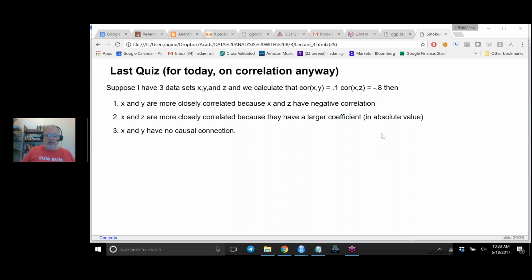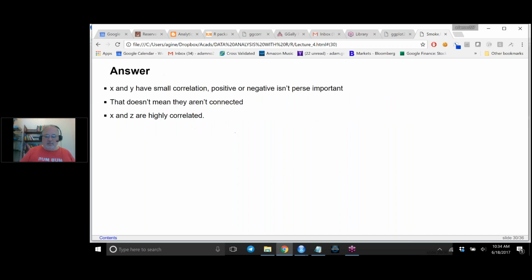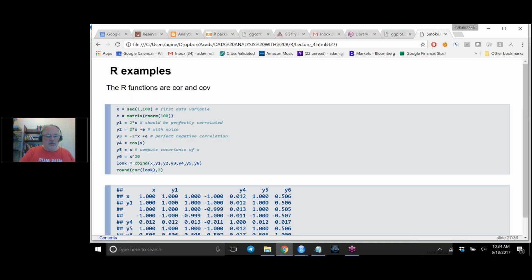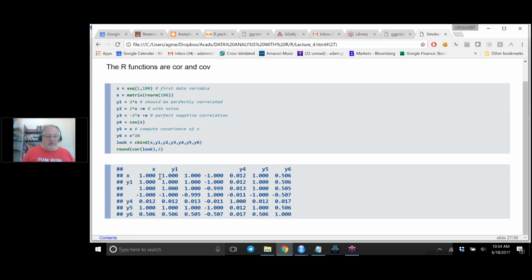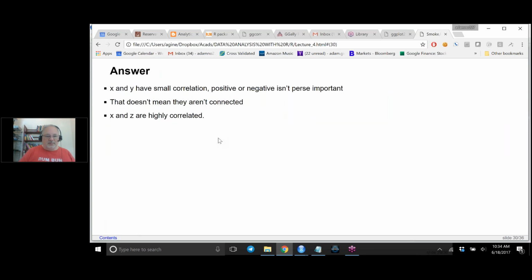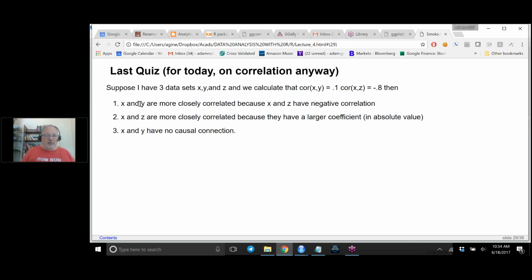All right, so what does this mean? The correlation of X and Y being 0.1 means there's essentially no linear connection. As we saw over here, if we looked at the correlation of X with Y4, there's almost no linear connection. Y4 was the cosine of X. So X and Y having small correlation doesn't mean they're not connected, it just means there's no linear connection.